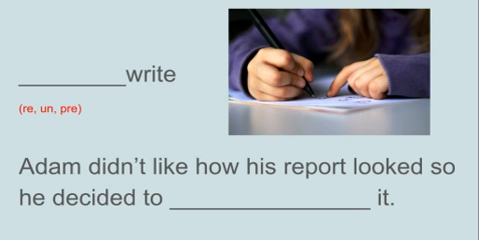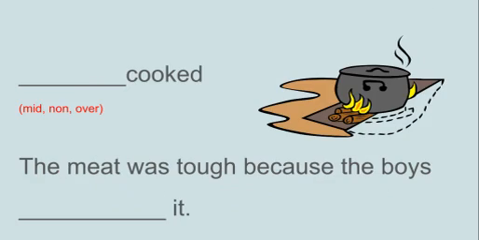Good, that makes sense. Now we have the word write. Adam didn't like how his report looked, so he decided to blank write it. Let's look. Would he rewrite it, unwrite it, or prewrite it? He's going to want to do it again. Which one means to do it again? Re means to do it again. Let's try that in the sentence. Adam didn't like how his report looked, so he decided to rewrite it.